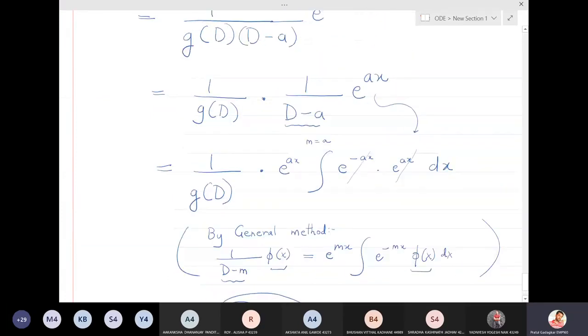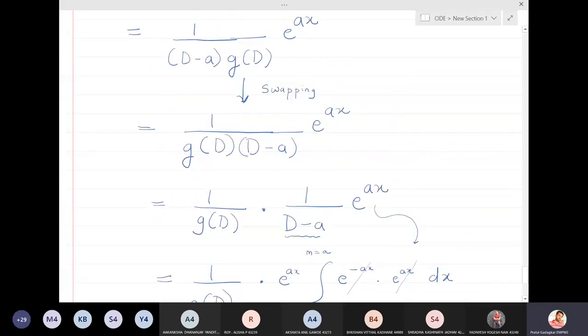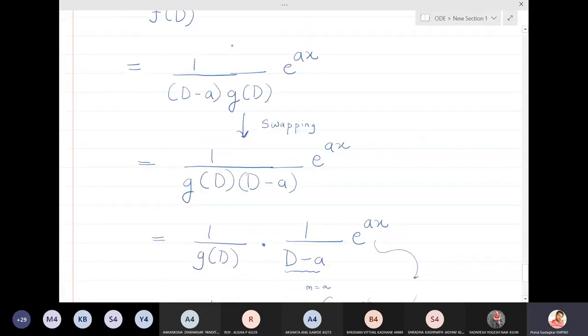Right, so if I don't swap, and if I just look at this particular part, then probably my life will become very easy. Now see, what will I do? I will just keep this 1 upon (D minus a) g(D) e power ax and look at only this part. Let me put a bracket and write a 1 here, and keep this 1 upon e. Okay, I am not swapping now.